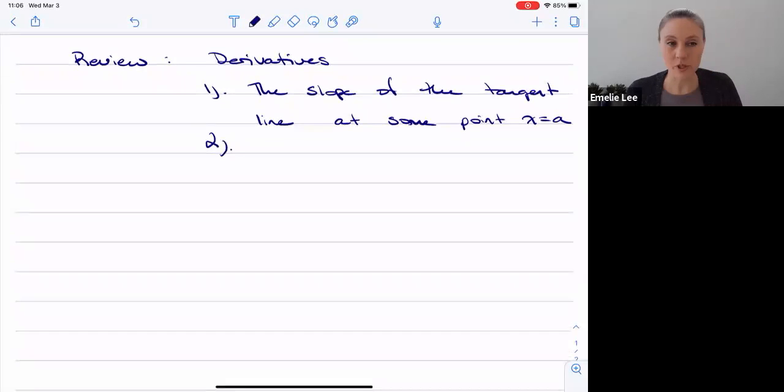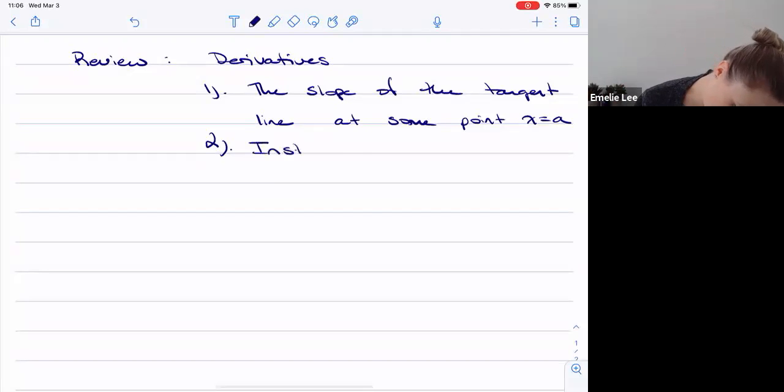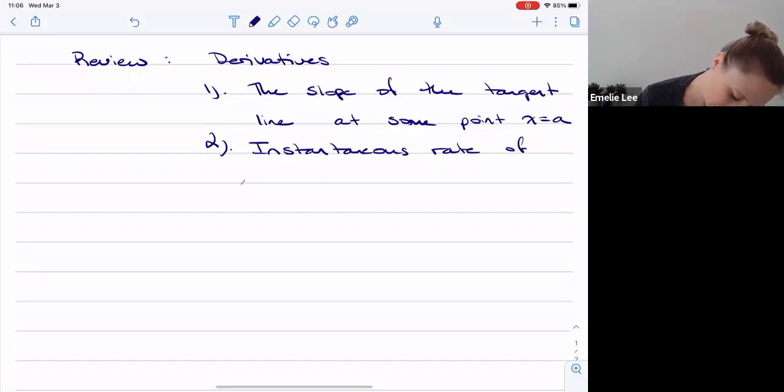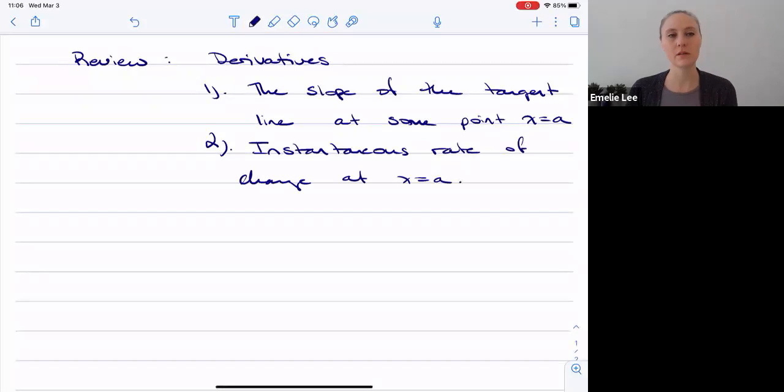The other option of thinking of this is, of course, the slope of the tangent line. The tangent line is just the rate of change at that particular point x equals a. So we can think about it as the instantaneous rate of change at x equals a. So there are two ways we can think about derivatives, but it's the instantaneous rate of change at x equals a.